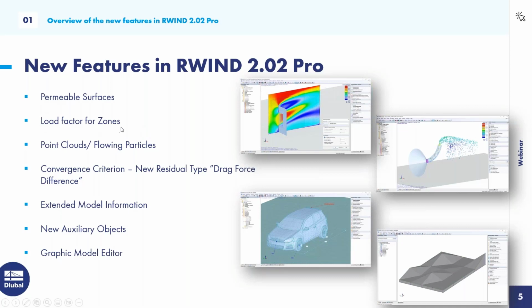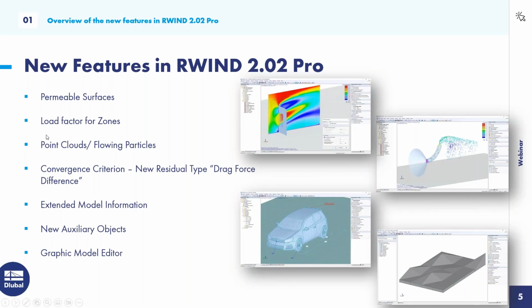We did also add some load factors for zones, so you can now modify the loads directly in RWIND, and if you're then using them in RFEM, they will be increased or reduced by these load factors you are editing into the model. So this will save you a lot of time, so you do not have to create your own loads in RFEM, but you can then already have the reduced or extended loads in RFEM 6.